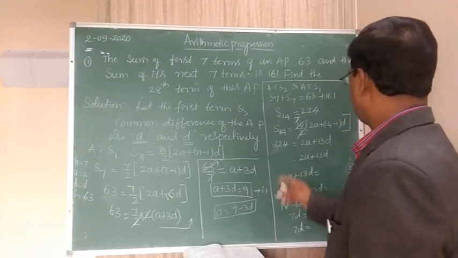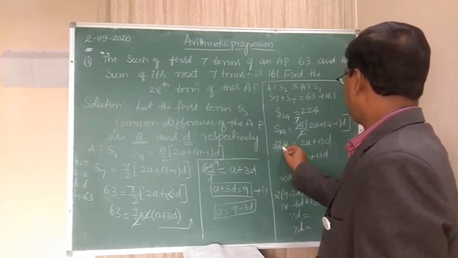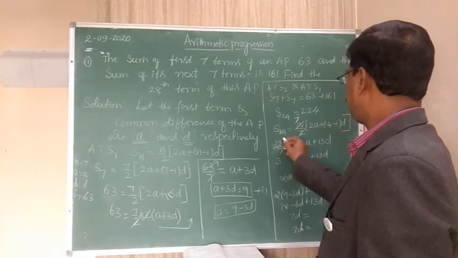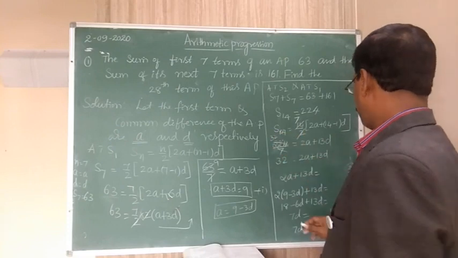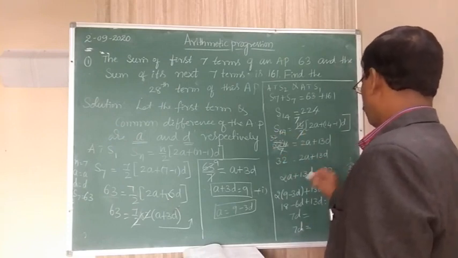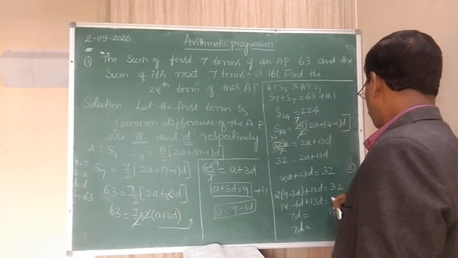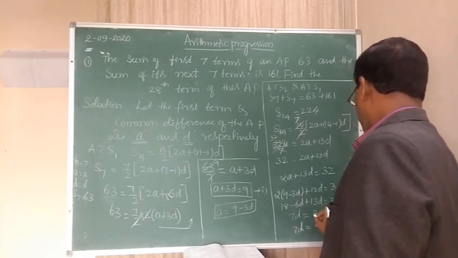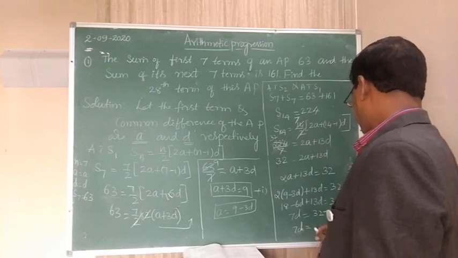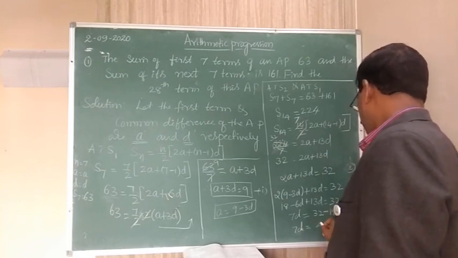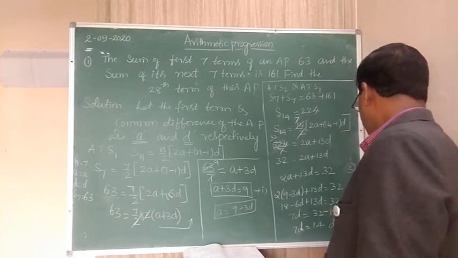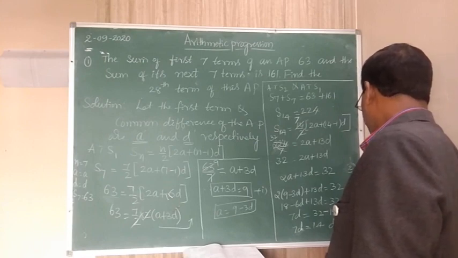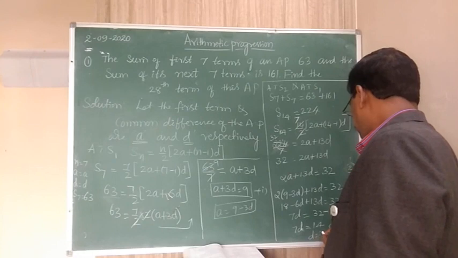Here this is 224 by 7. 7 threes are 21, 7 twos are 14, so 32. Okay, here it is 32. Now 32 minus 18 is 14. Then D is equal to 14 by 7 equals 2. D value is 2.